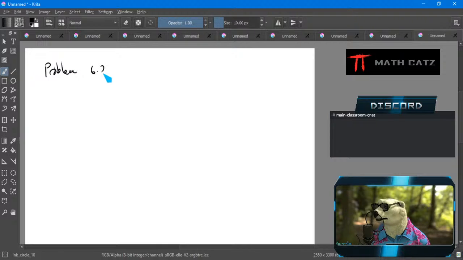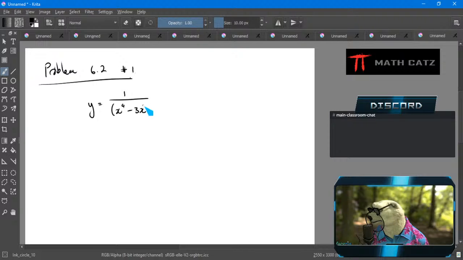Problem 6.2. Let's just start with number 1. Nothing wrong with a good old number 1. And I did not name these functions, which is probably a bad thing. A function should be named. Let's call them y. I have the following function, like so.